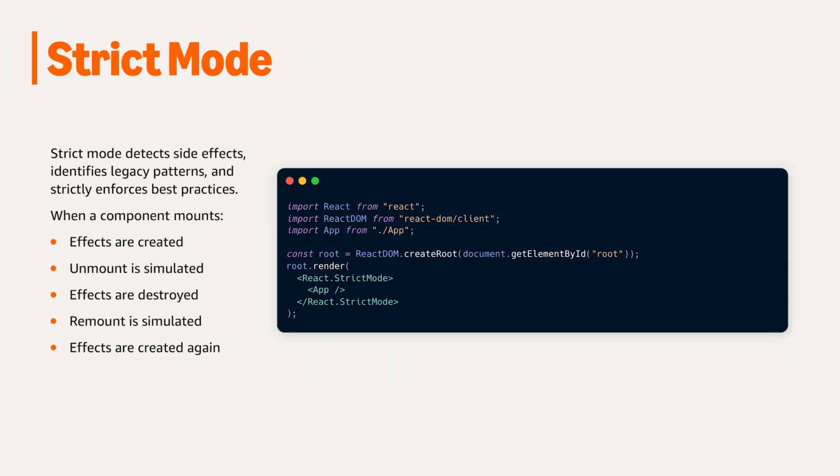Now let's talk about strict mode. In order to get started with concurrent rendering, we recommend that you wrap your application in strict mode, which this example on the screen shows. Strict mode is both a concept and a feature that helps you identify how and when components in your application do not follow the rules of React.